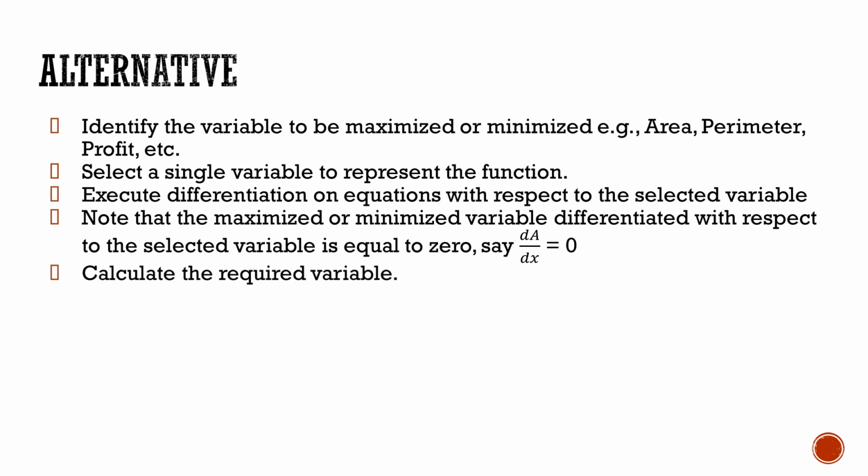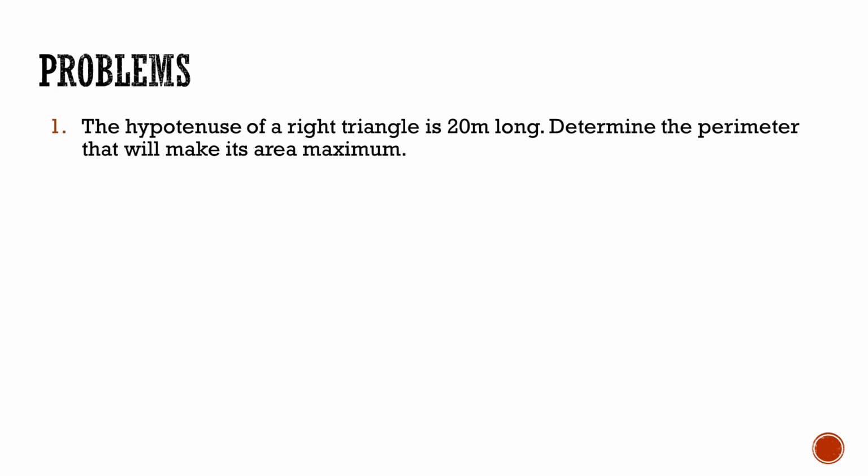And then of course, we can now calculate what is unknown in the problem. So let us now try. Say for number 1, the hypotenuse of a right triangle is 20 meters long. So meaning, the 20 meters long is constant. Determine the perimeter that will make its area maximum.